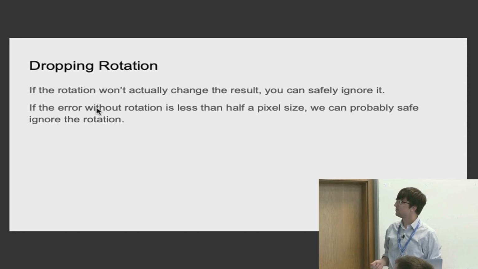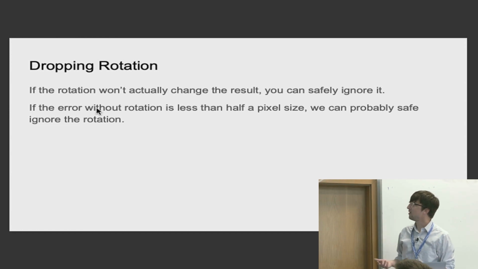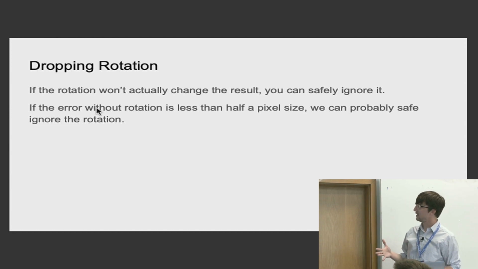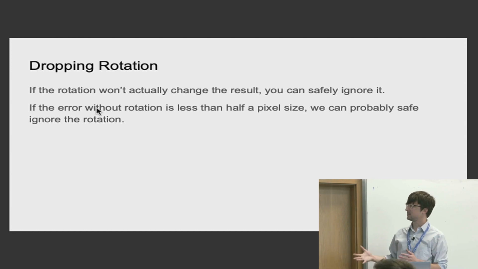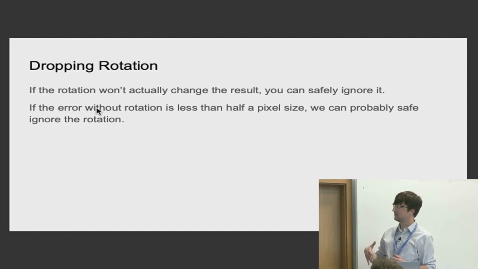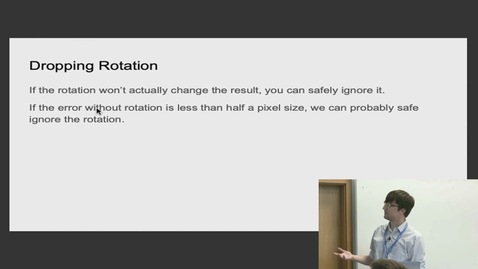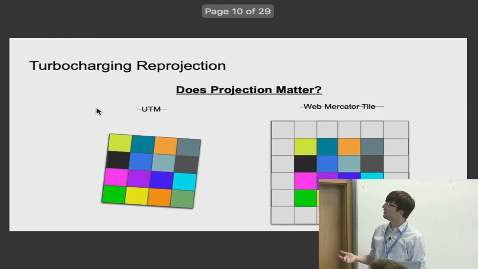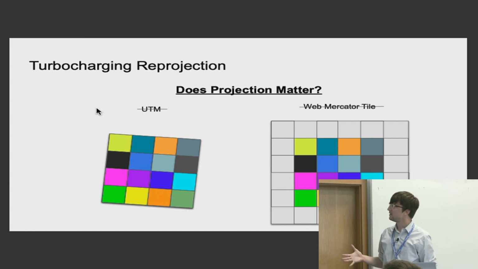If the rotation won't actually change the result, you can safely ignore it under certain circumstances. If the error without the rotation is less than half the pixel size, we can probably safely ignore the rotation because it's not actually going to have an impact on the result. So we can leverage this principle and make things faster by just dropping rotation.